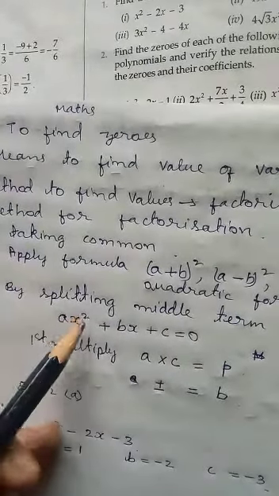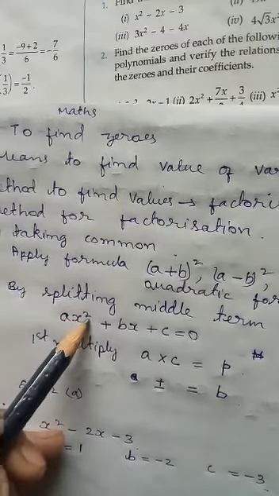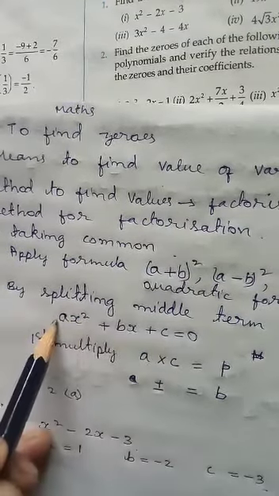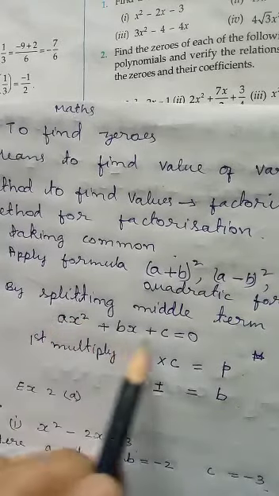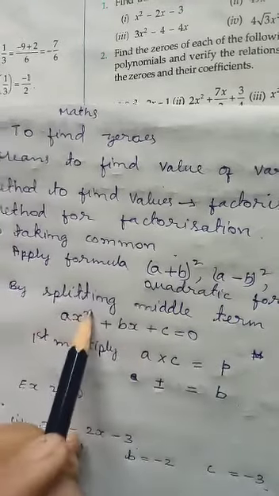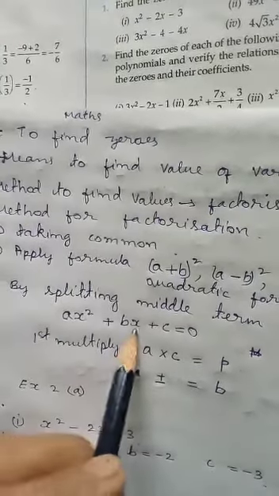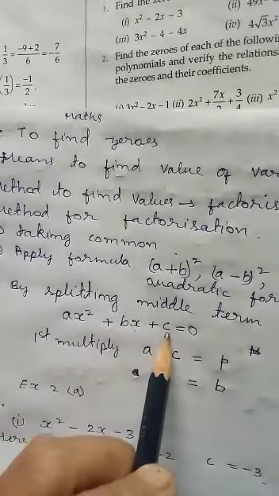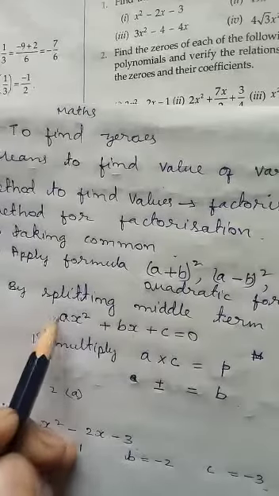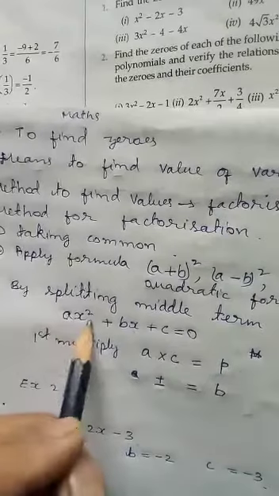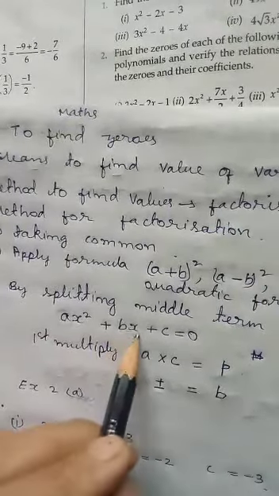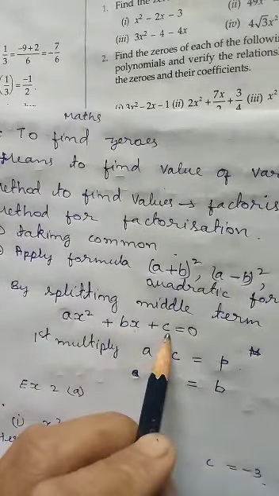Quadratic means the highest power should be 2. We should have it of this form. Okay, the highest power of the polynomial or equation should be 2. Then we should have also x, we should have also a constant. So here we can see clearly, that means a, remember, a is the coefficient of x square, b is the coefficient of x, c is the constant term.